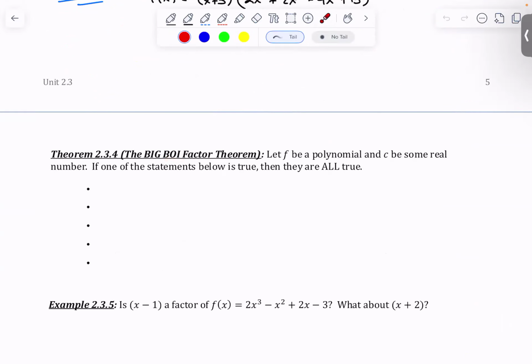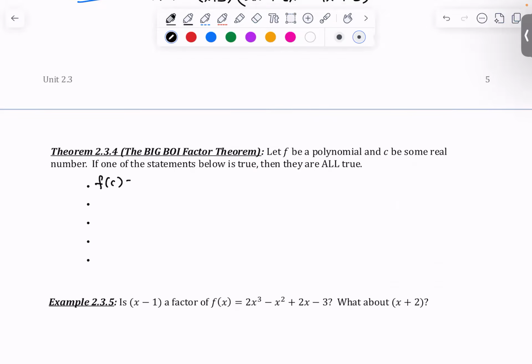Okay. Let f be a polynomial and c be some real number. If one of the statements is true, then all of them are true. So that means if you know any one of these things, you know all of them, which is pretty awesome. And so the first one is that f of c is equal to 0.